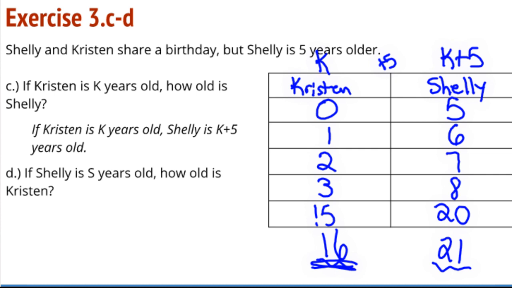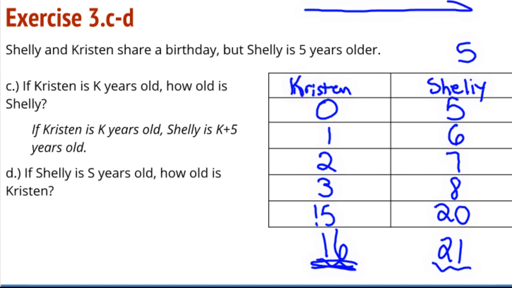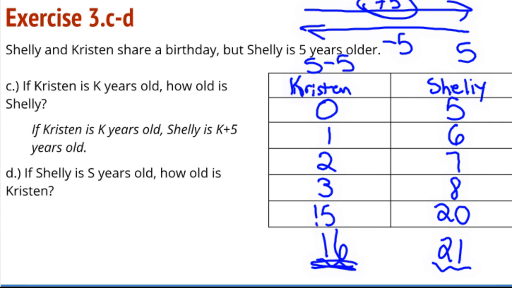Now we can turn it around. What if we go the other direction? What if I work from Shelley's age? How do I find Kristen's age? Well, to go from left to right, we were adding 5. So what if we go from right to left? What is the inverse operation here? What is the opposite operation of adding 5? Subtracting 5. So I'm going to take Shelley's age and subtract 5.